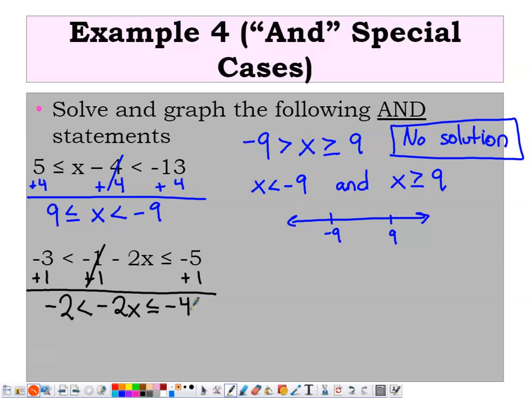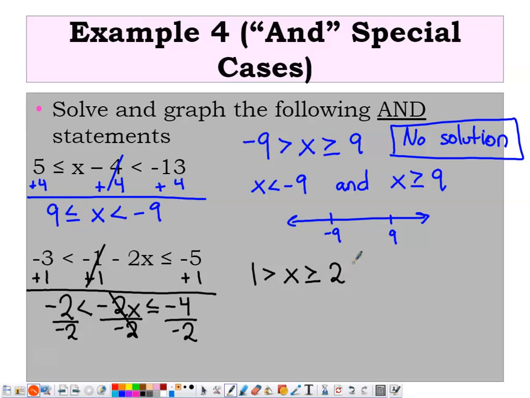Okay, so let's divide by negative 2, left, center, and right. So these negative 2's divide, they cancel out. Negative 2 divided by negative 2 is positive 1. I'm dividing by a negative number, so I have to take these inequalities and flip them, right? So this less than really becomes a greater than. I have x, and then I have greater than or equal to, and I have a positive 2.